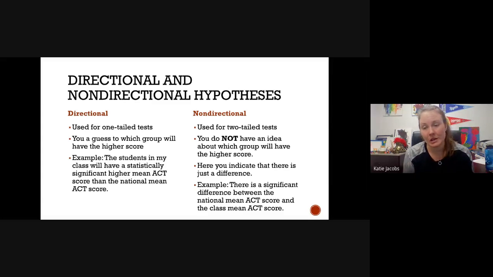So for example, we could have a research hypothesis that there is a significant difference between the national mean ACT score and the class mean ACT score. And there you see we don't make a difference. So if we're going back and looking at my first one, if I was making this hypothesis in real life, I would venture to say that the students in my class have a higher ACT score than the national mean ACT score. Why do you think that is?